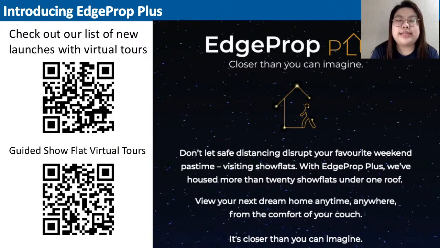What's good about these is that they don't just go through the show unit itself, but the project ICs or the developer's representative actually go through the entire show flat. That means it includes things like the model, the site plan, the show unit, as well as the floor plans, and of course the selling points, or the selling proposition for each particular project. So if you would like to learn a tip or two from the project ICs themselves, do take some time to check out these guided show flat virtual tours as well.